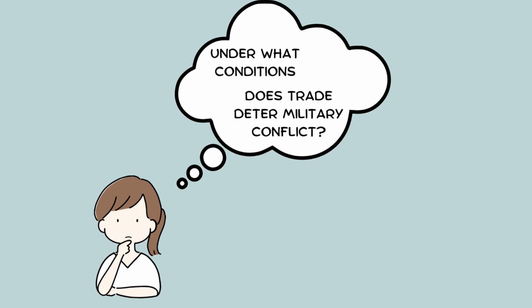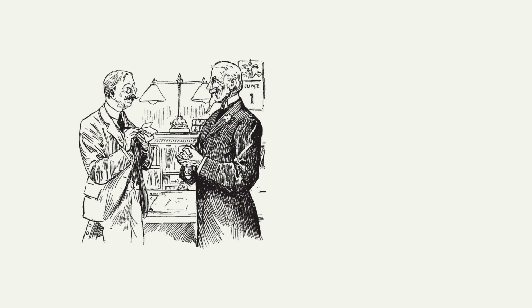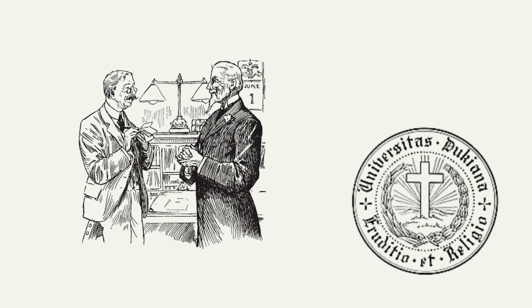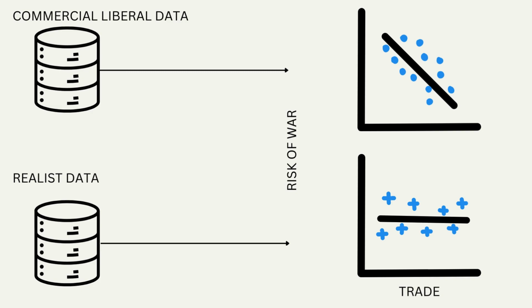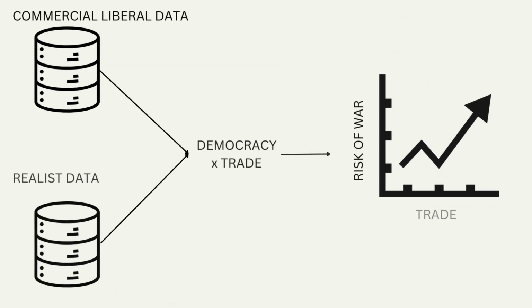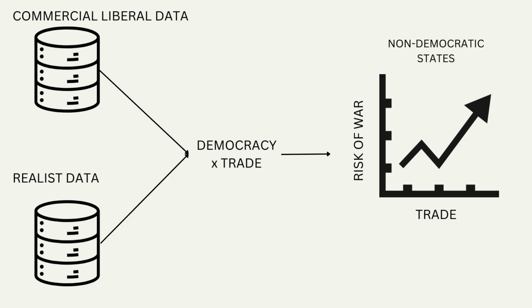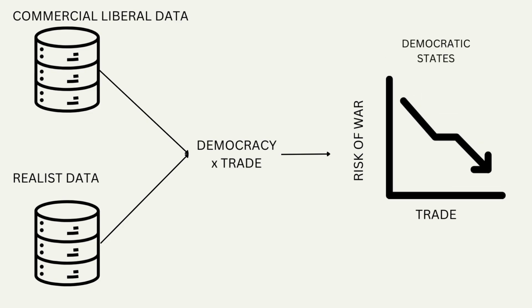In 2008, two political scientists at Duke University became one of the first researchers to answer the latter question. Using the same data as commercial liberals and realists, they were able to reproduce the commercial liberal argument that trade decreases the risk of war, and the realist argument that trade has no effect on the risk of war. The authors then add a variable which captures extensive trade between trading partners and the level of democracy of those trading partners. After including this variable, they find that trade does increase the likelihood of military conflict, but only for non-democratic states. So, trade between democratic states has a pacifying effect.